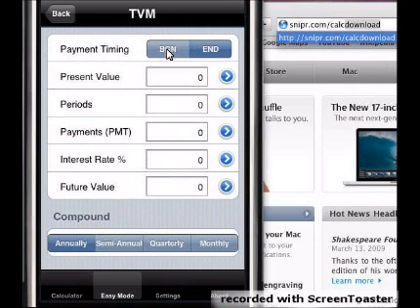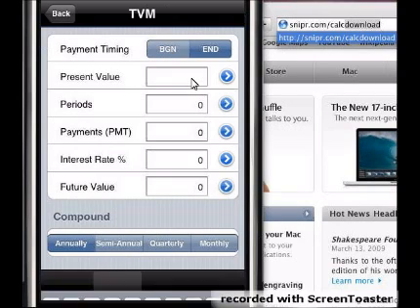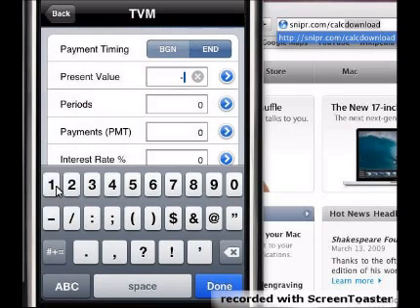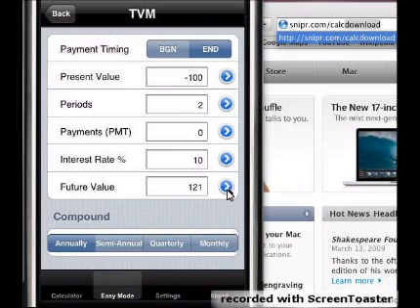You go here and let's say that you want to know how much $100 today will be worth in 2 years if you invested at 10%. So you say you have $100 today, 2 years at 10%. Clicking here, you get 121. You notice that you also have a negative number here.